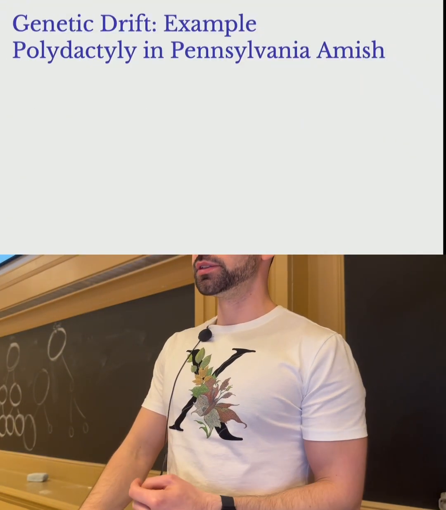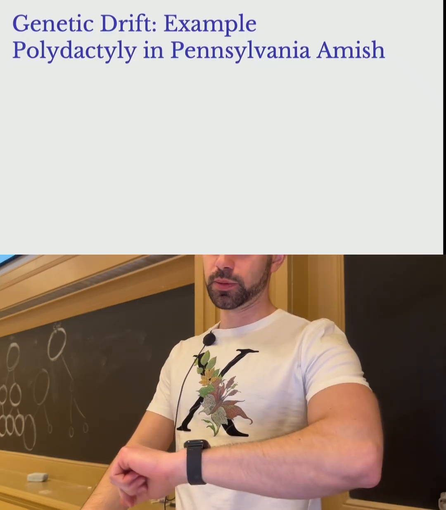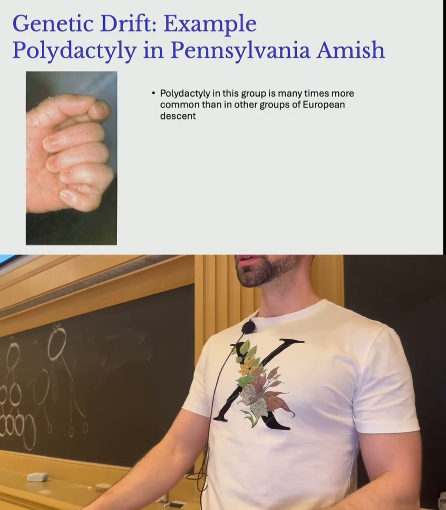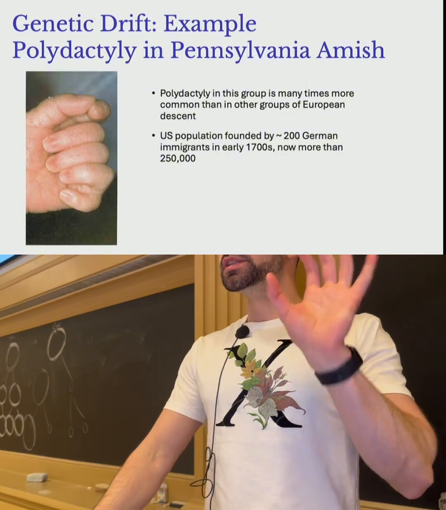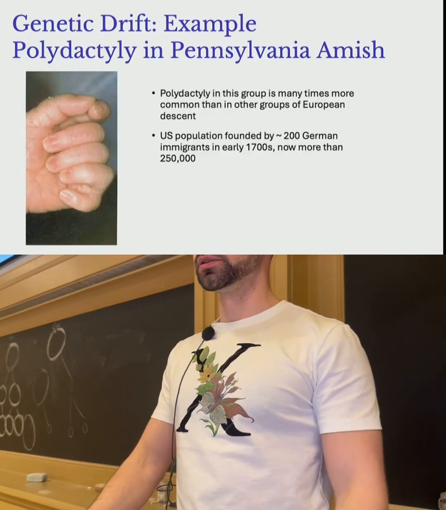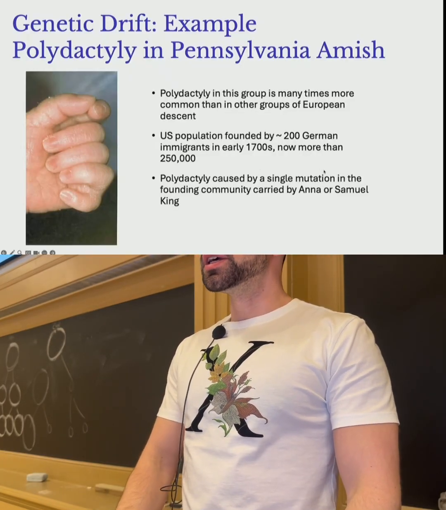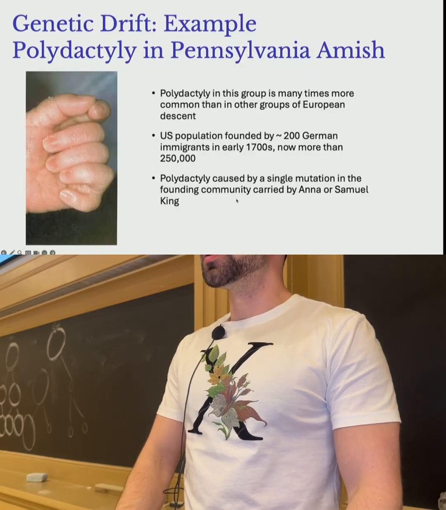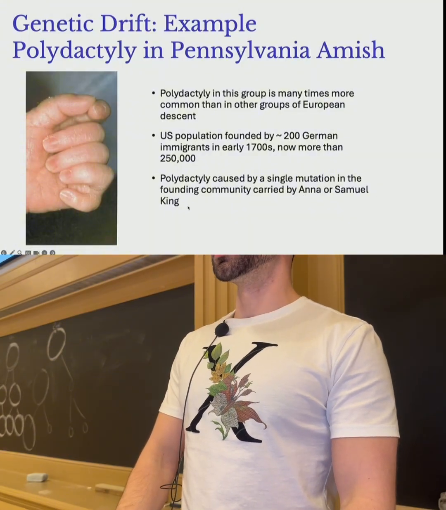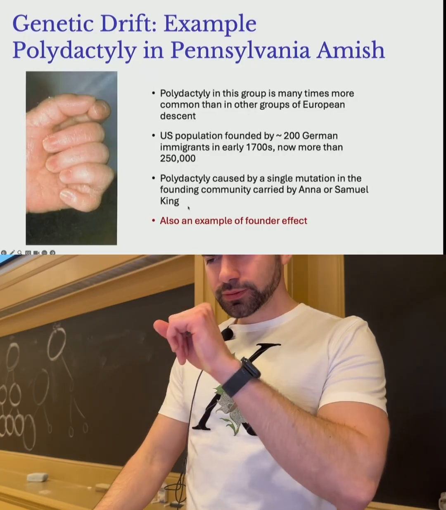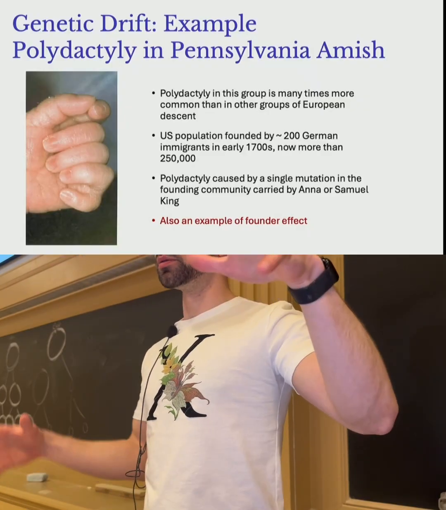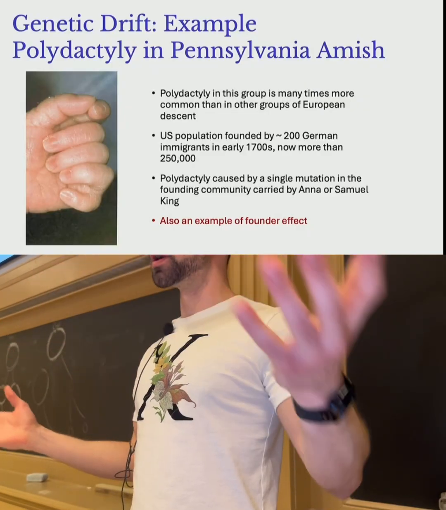There's an example of this in humans, which is polydactyly in the Pennsylvania Amish. Polydactyly in this group is many times more common than in other groups of European descent. This is because this population was founded by approximately 200 German immigrants in the early 1700s. Of course, now it's much larger. But polydactyly is caused by a mutation that was present in this founding population, and it was carried by, I don't know how they traced it back to these individuals, but either Anna or Samuel must have had polydactyly. So this is an example of founder's effect, where we have this population starting out with some weird wonky allele frequency, and that manifests over time.